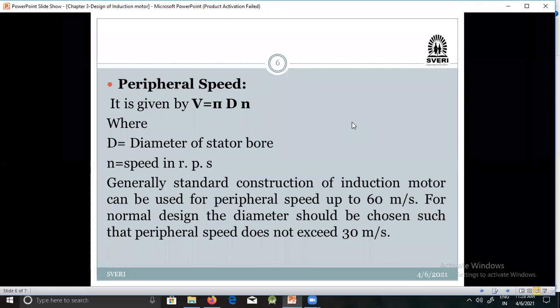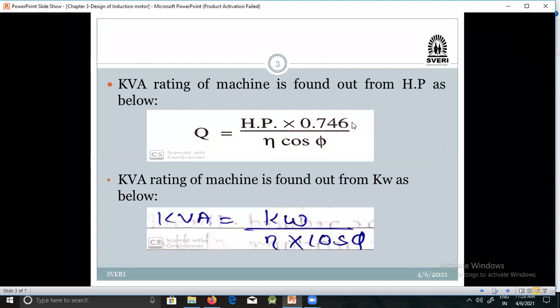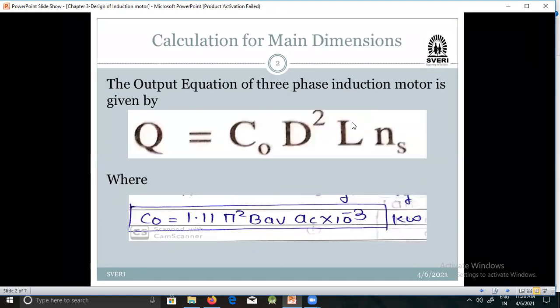If it comes below 30 meter per second, you are going to say that this is for a good design. If it exceeds 30 meter per second, then it is not suited for a good design. Everybody got it? So these are the very important points that we need to consider whenever we are going to calculate the main dimensions related to the induction motor.